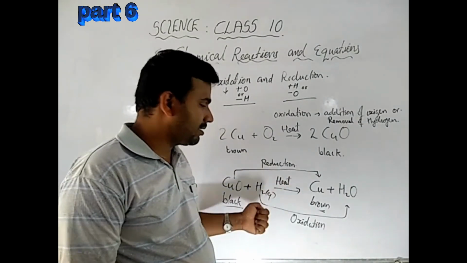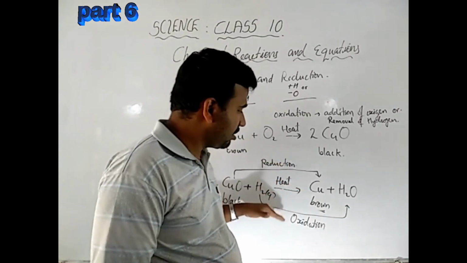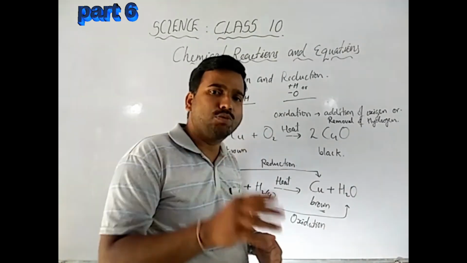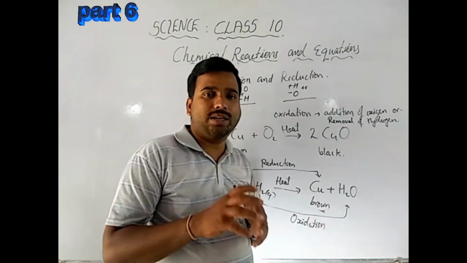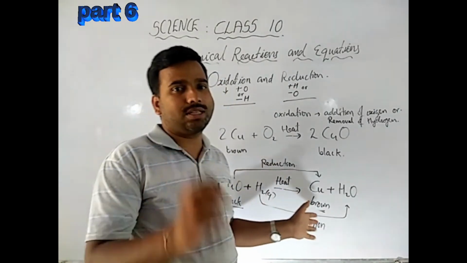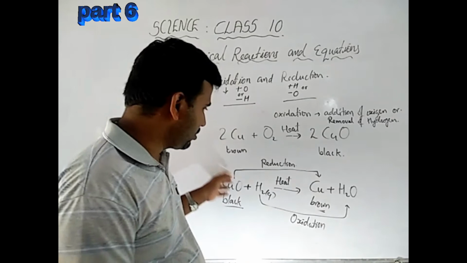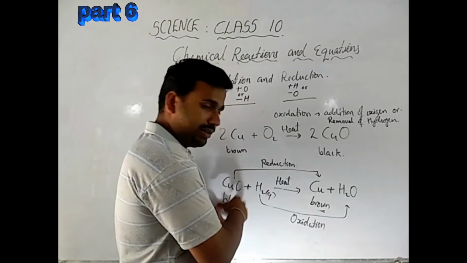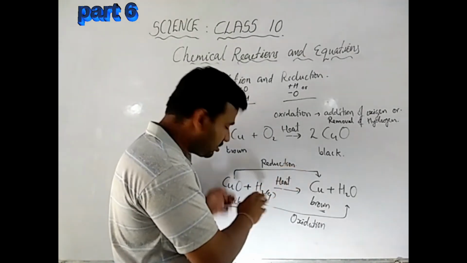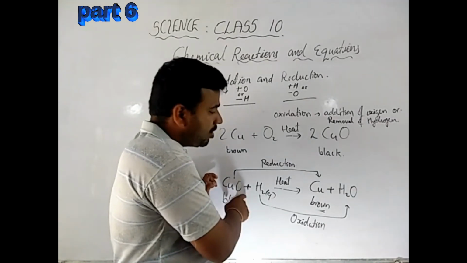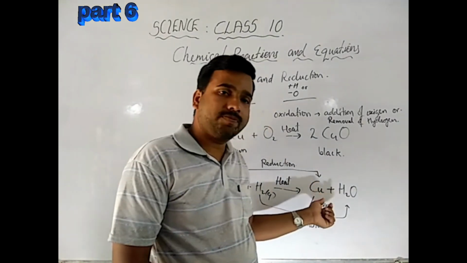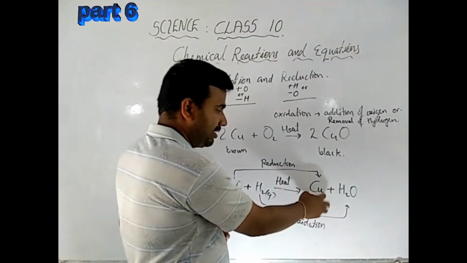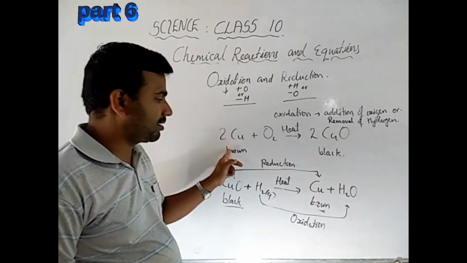In this reaction, we can identify an example of a redox reaction, in which both reduction and oxidation are happening simultaneously in a chemical reaction. Such reactions are known as redox reactions. Here you can see heated copper oxide, which is black in color. When you pass hydrogen gas over it, the products formed are copper and water. The copper regains its brown color.